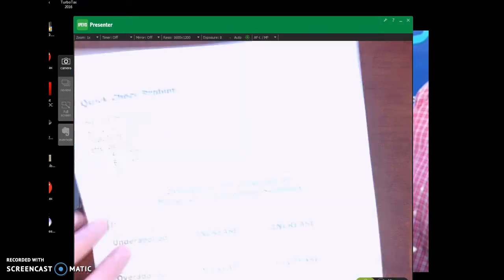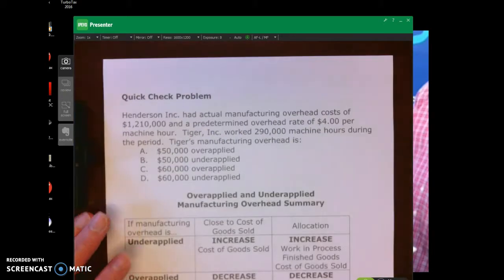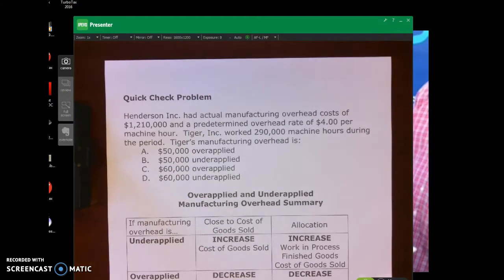Why don't you give that a try? You might want to pause the video to do this problem, and then we'll go ahead and take a look and see how you do. All right, so welcome back.